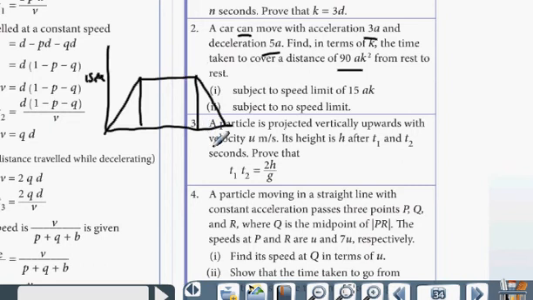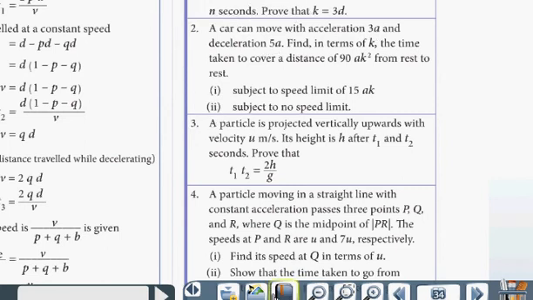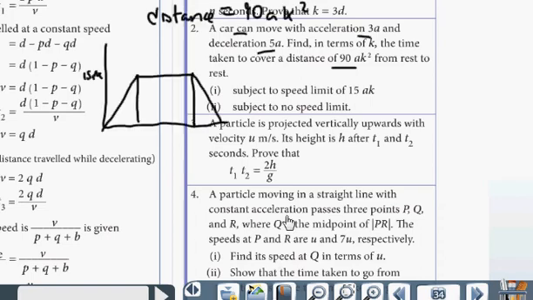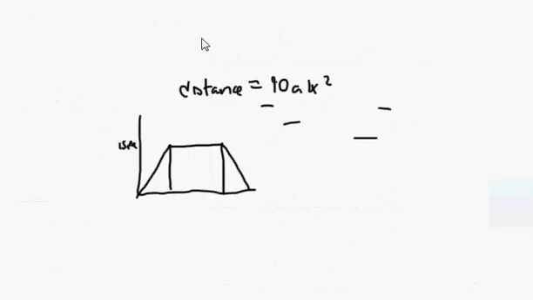What we know is the total distance. What's the distance? 98k squared. And that's all the information I need for the first part, right? Everything I needed from the question, I've now got. So let's do this. The speed limit is 15, the distance is 98, and what's the acceleration and deceleration? Acceleration is 3a, deceleration is 5a.